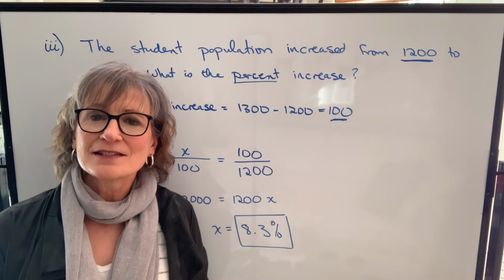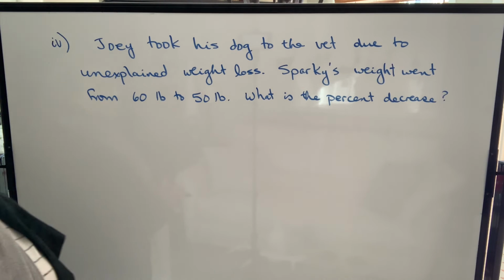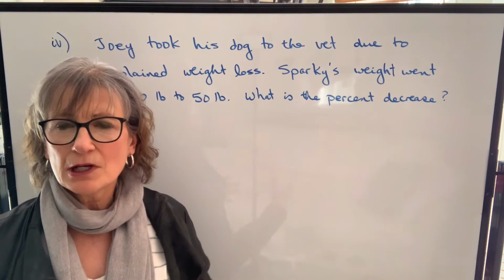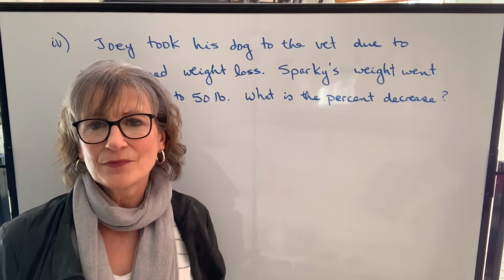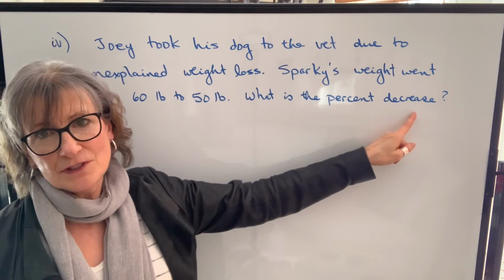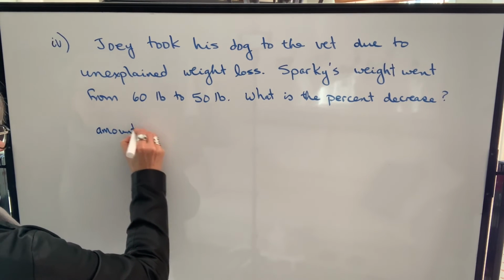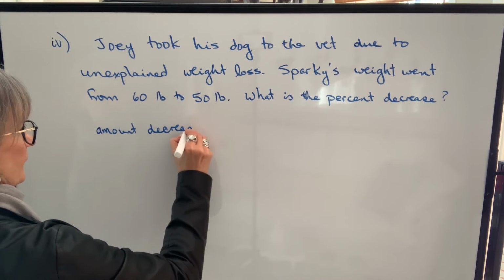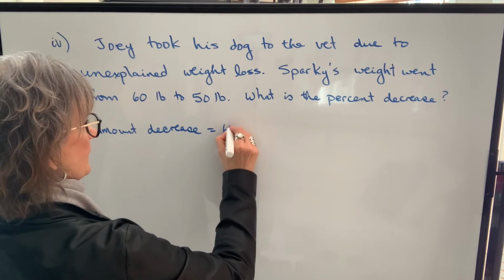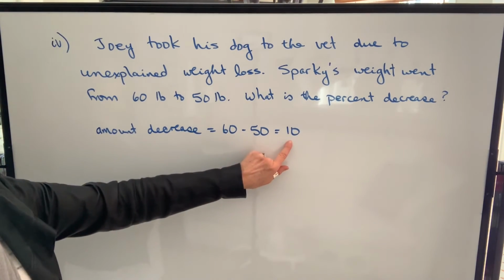Let's try another one that's similar. This next example says Joey took his dog to the vet due to unexplained weight loss. Sparky's weight went from 60 pounds to 50 pounds. What is the percent decrease? So very similar to our last example, except this time it's a decrease. Before you can set up your percent proportion, you need to find the amount of decrease. So we subtract 60 pounds minus 50 pounds. So the amount of decrease is 10 pounds.